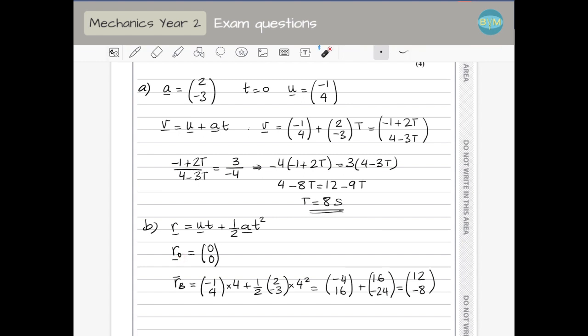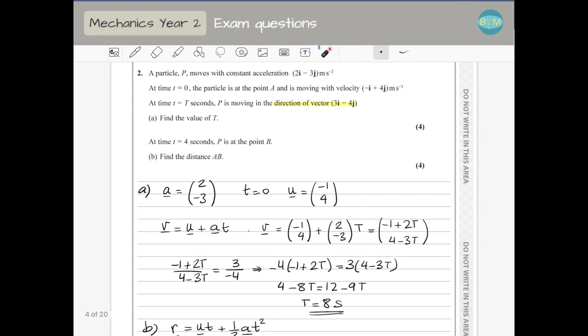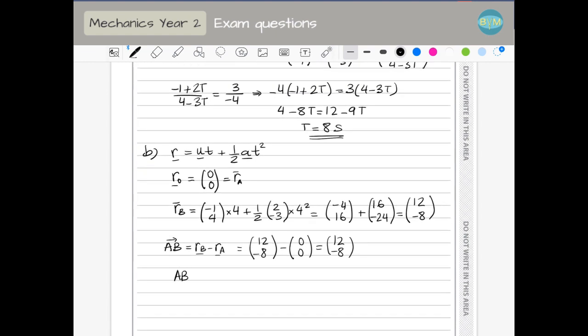And the position vector of A is this one, because when t is 0, the particle is at A. They say at the beginning, when t is 0, particle is at A. So we know RA and RB, which means vector AB is going to be RB minus RA. RB is 12, minus 8, minus RA is 0, 0. So my vector AB is 12, minus 8. So the distance is going to be the magnitude, the length of this vector, which is the square root of 12 squared plus minus 8 squared.